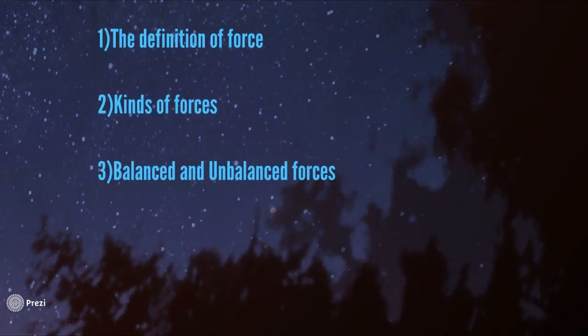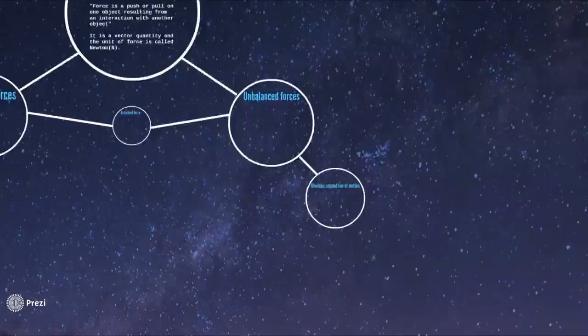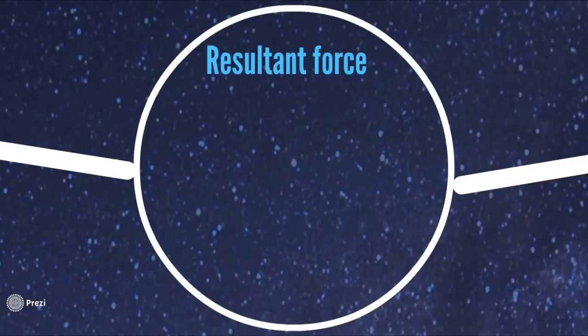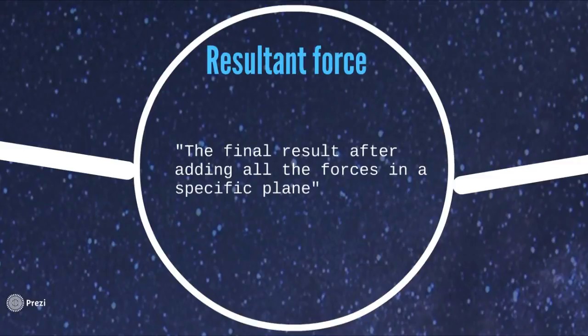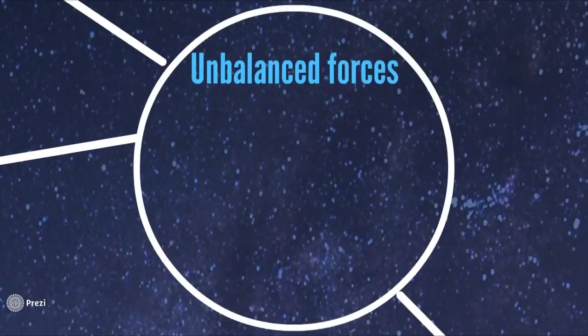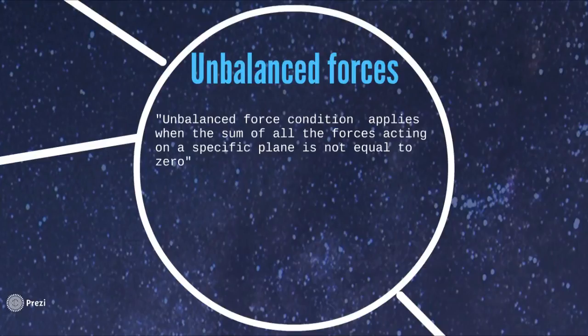The last thing that we are going to talk about today is called balanced and unbalanced force conditions. To understand this concept, what we need to understand first is what is resultant force. Well, the resultant force is the final result after adding all the forces in a specific plane. So let's look at unbalanced forces. The unbalanced force condition applies when the sum of all the forces acting on a specific plane is not equal to 0. Let's look at this car.